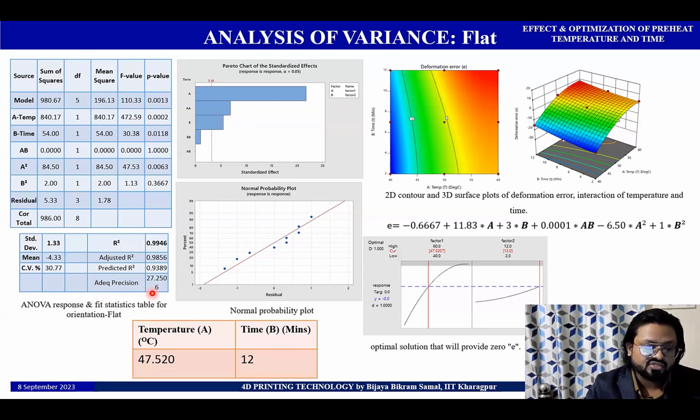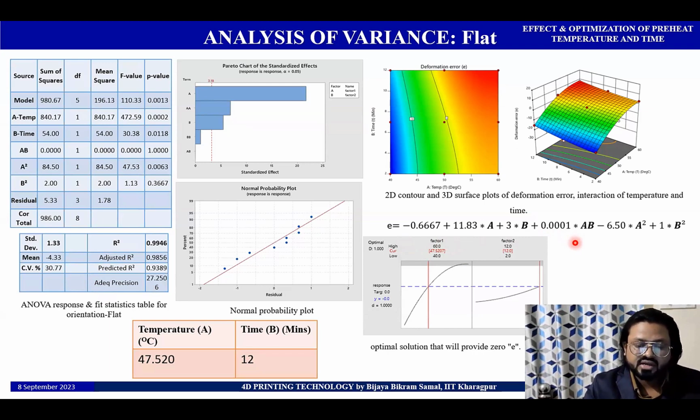Here we have also got an R square value of around 99.46%, which is very high. Also, as we have considered more than one process parameter, we have considered the adjusted R square, which is around 98.56%. The predicted R square is around 93%. So the model that we have created and the regression equation that has been obtained can be used for prediction as well as for optimization. So now we'll go for the optimization.